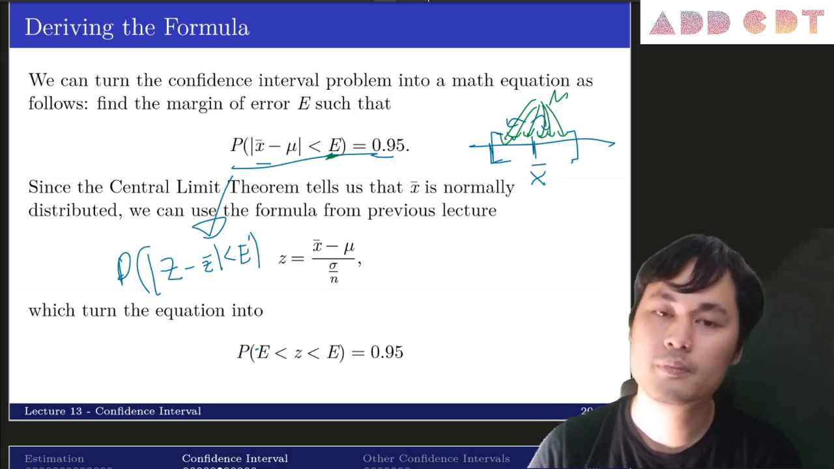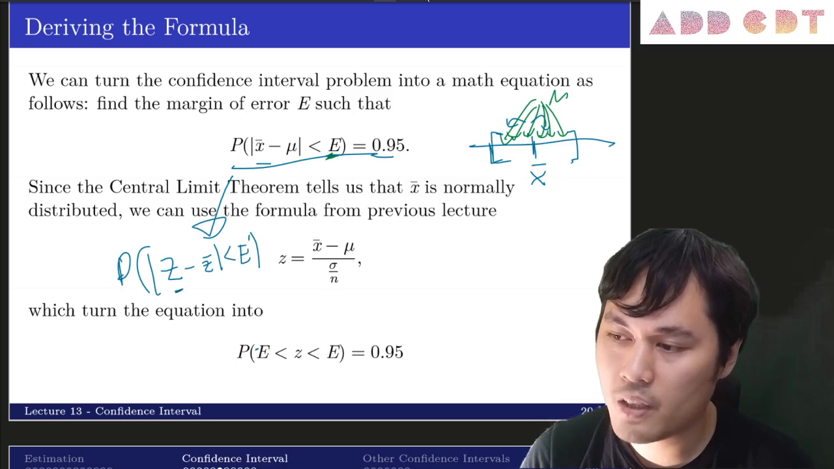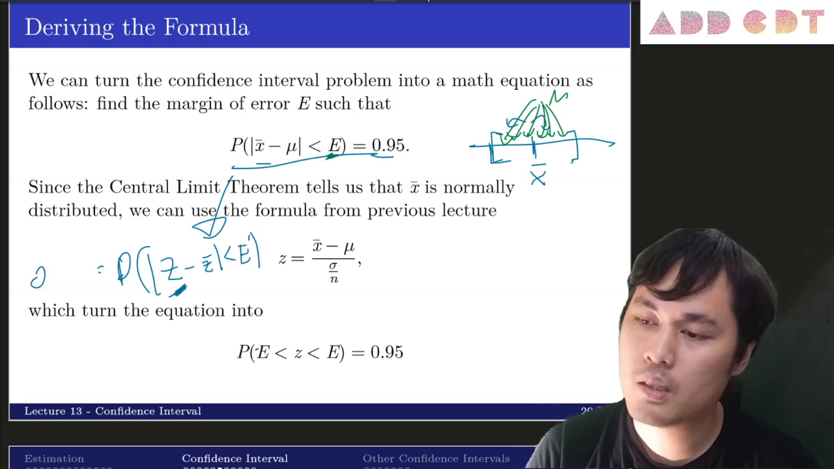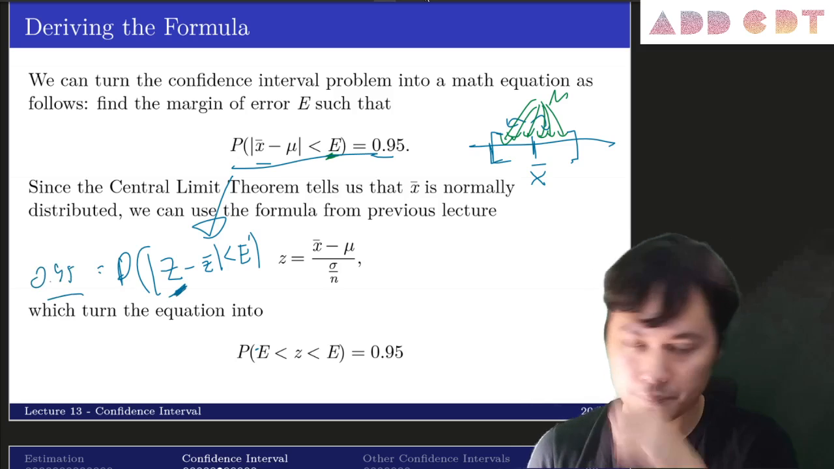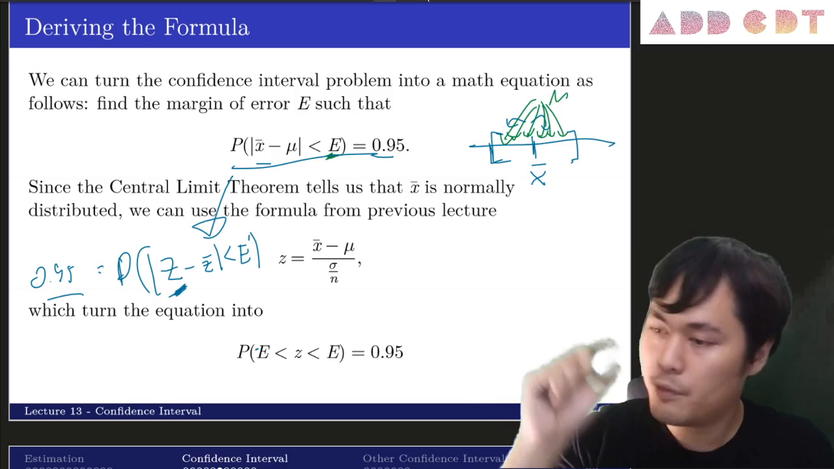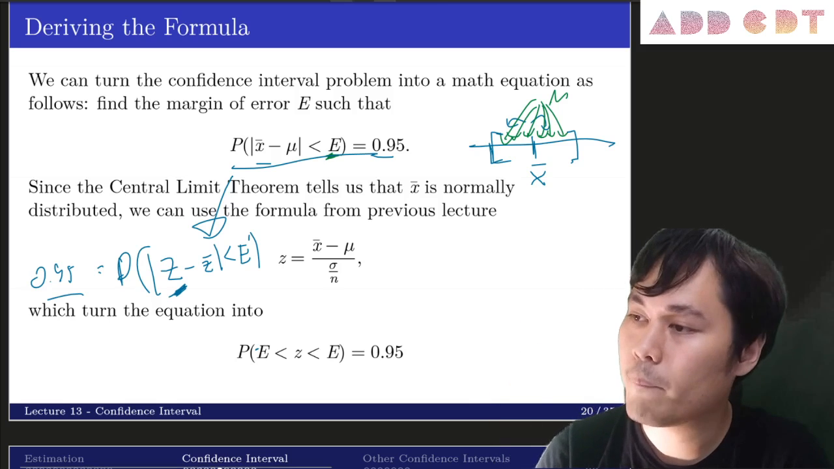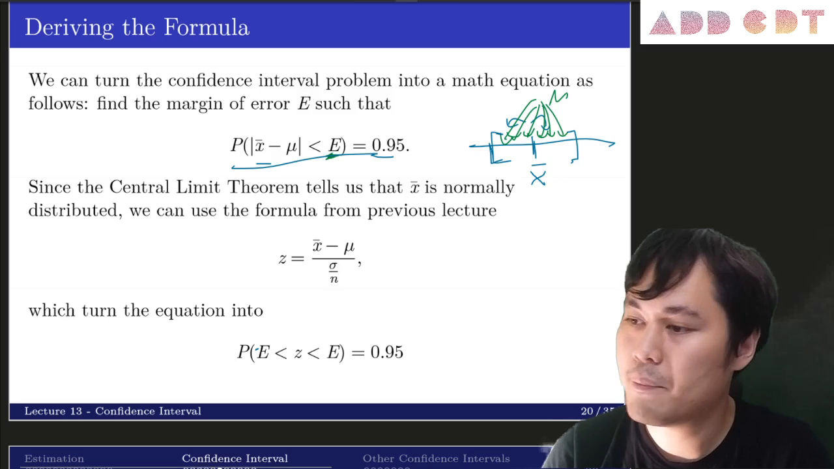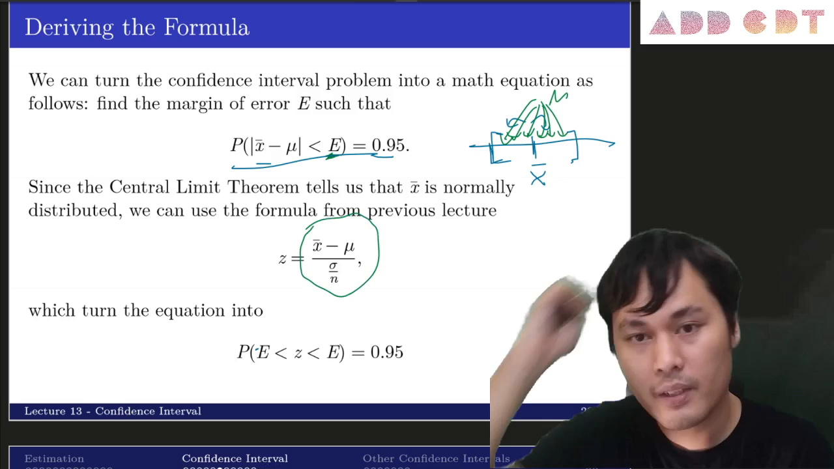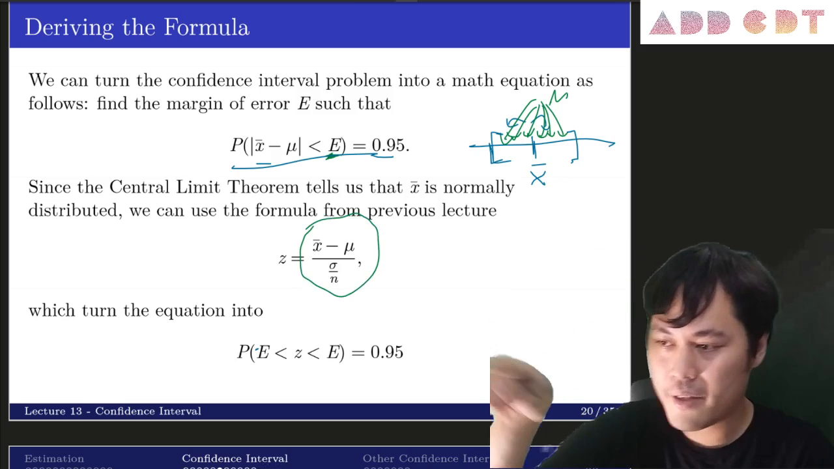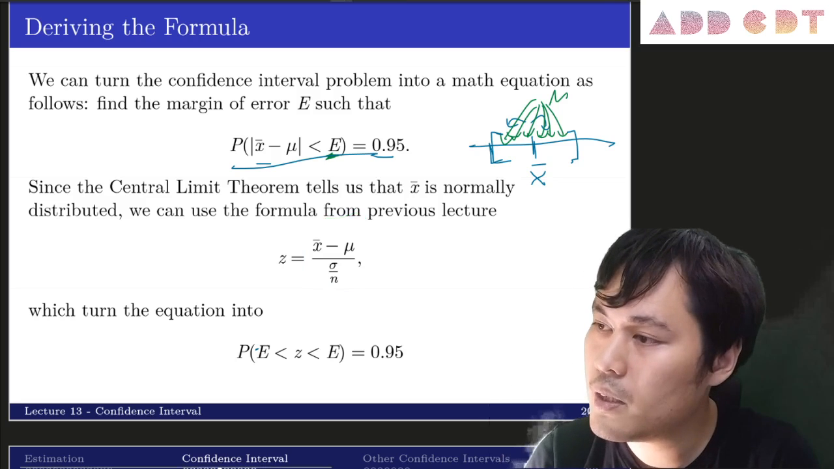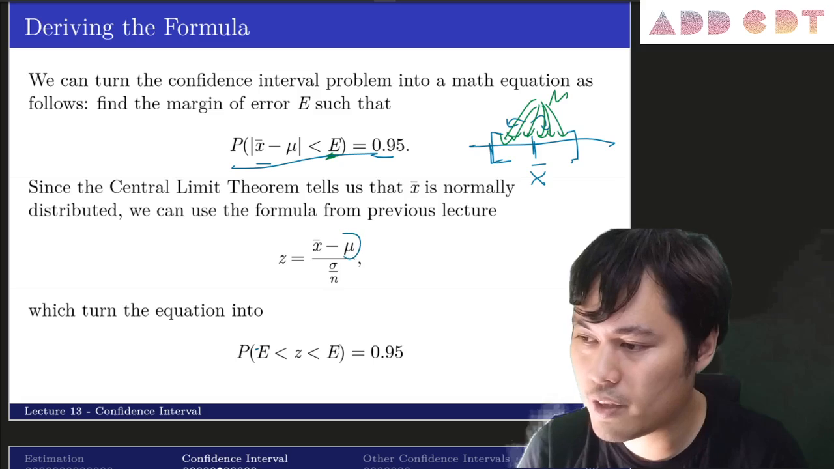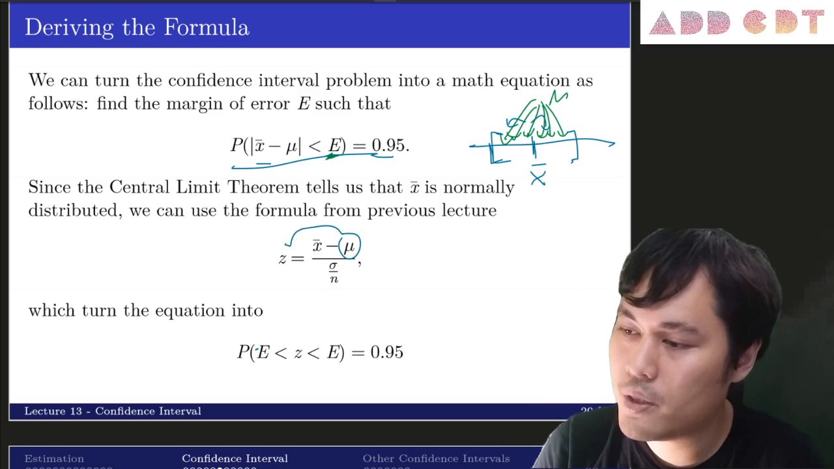Because if we use the standard normal distribution, then we can look up that number and compute the value e, the margin of error. And so we want to transform that into the standard normal distribution. From last time, the way we transform it is to use this formula: x bar minus mu divided by sigma over square root of n. We know x bar already, so we transform mu into z.